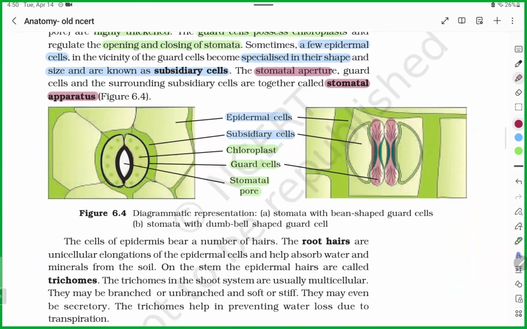Correct? So first one is the bean-shaped guard cell in the normal plant. But in case of grass, it is dumbbell shape. So shape is important. In grass, dumbbell shape. Normally, it is bean shape.